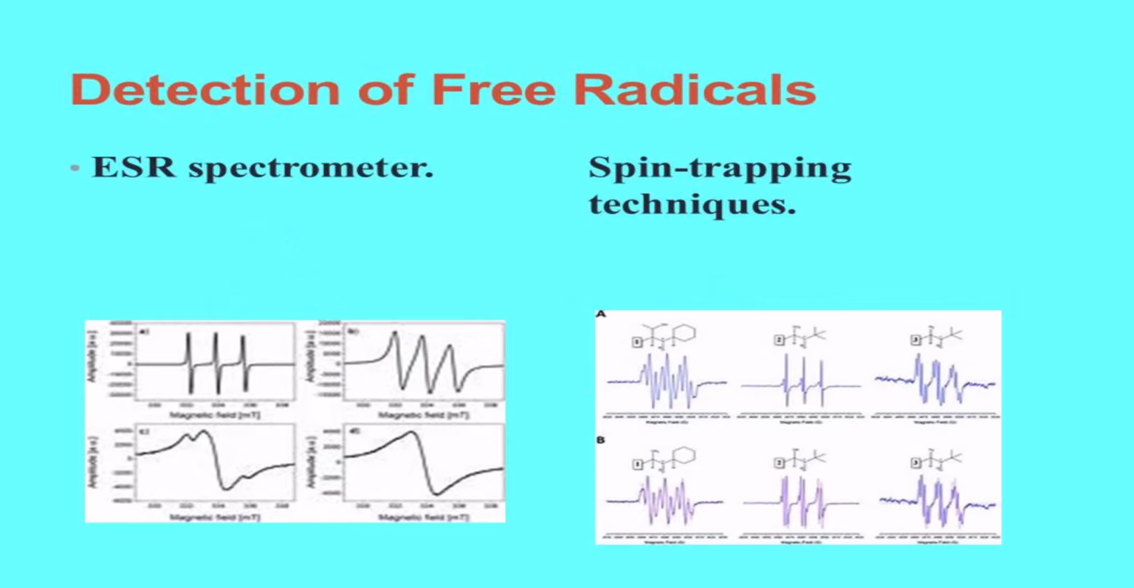Detection of free radicals. Free radicals can be detected by ESR spectrometer and spin trapping techniques. The most common method is electron spin resonance spectroscopy, which identifies unpaired electrons by their magnetic properties. Another technique is spin trapping, where a radical reacts with a spin trap molecule to form a stable compound which can be detected and analyzed.